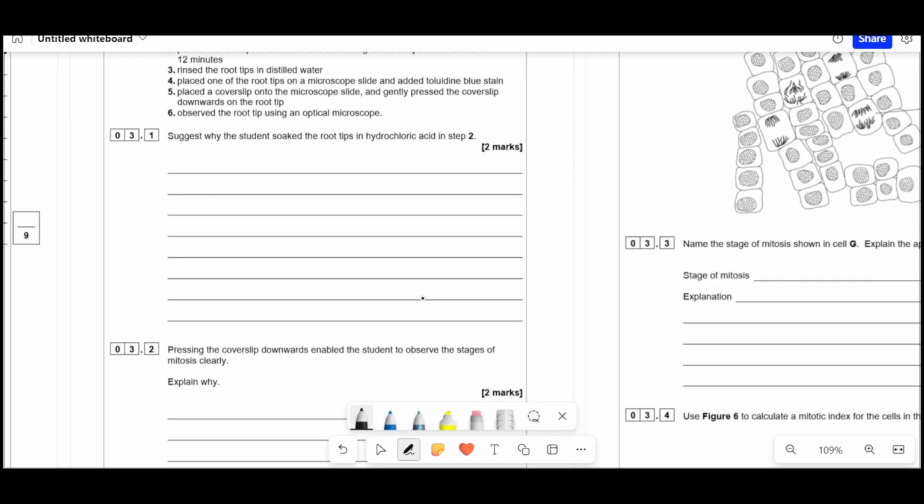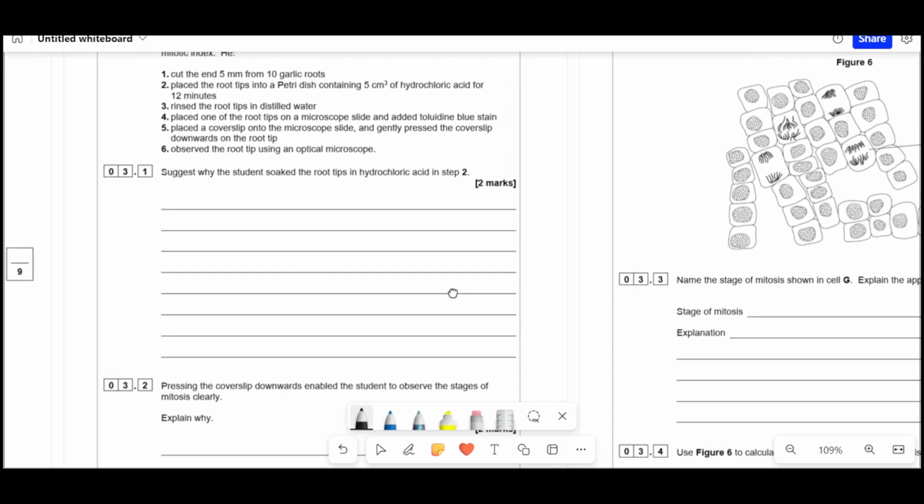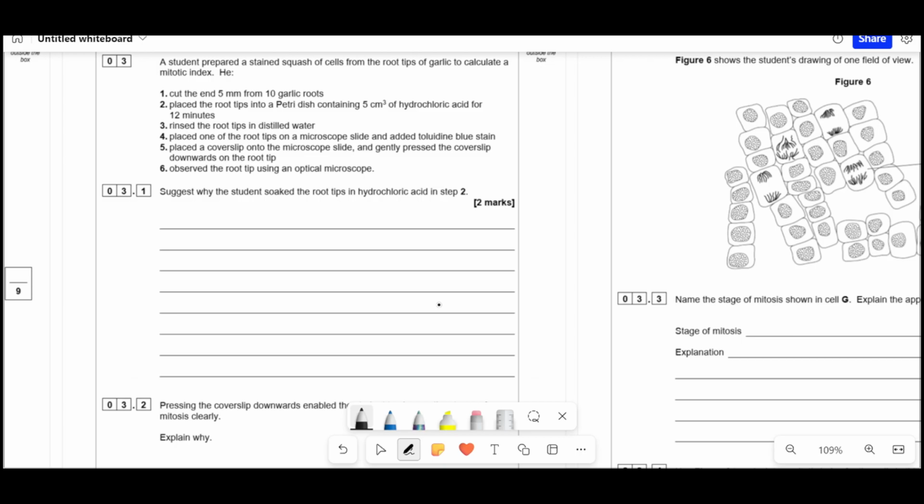So, we're dealing with plants, because they've told you it's with garlic. If we put this stain in, it's not going to be able to get through into the cell and stain what it needs to do. So, we need to figure out a way to actually allow it to get in. So, one of these reasons is to actually break, or hydrolyze, I guess I should say, better word, the cell walls. Because remember, you've got to say your direct consequence, the stain can diffuse into the cell.